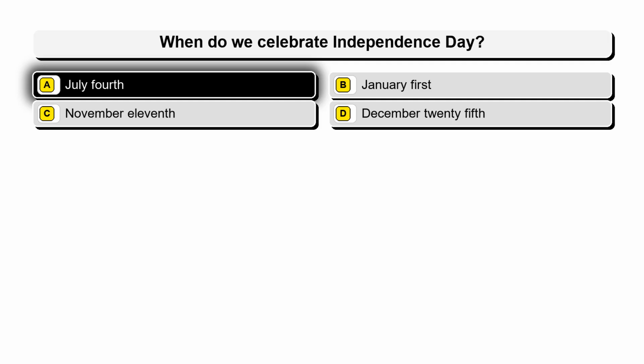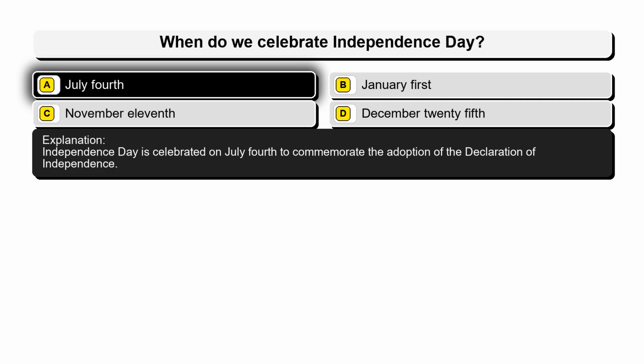The correct answer is option A, July 4th. Independence Day is celebrated on July 4th to commemorate the adoption of the Declaration of Independence.